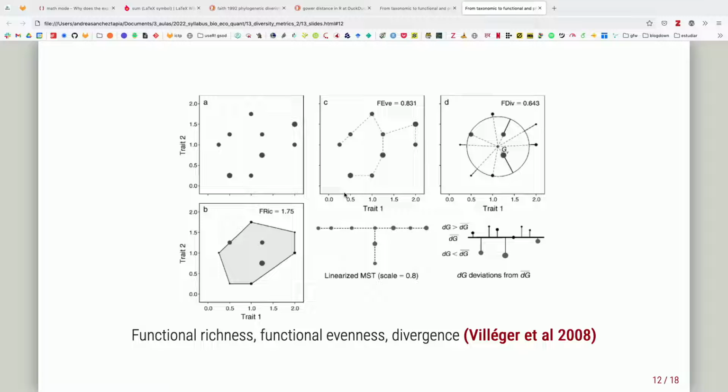And the third element of functional diversity in this framework is functional divergence. So how far are they from a mean trait space? So this is like a mean, and how far you are away from this deviation is part of how diverse your community is.